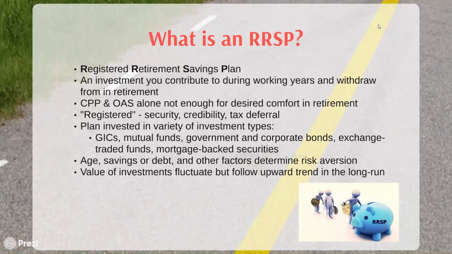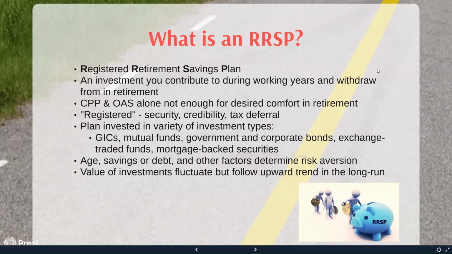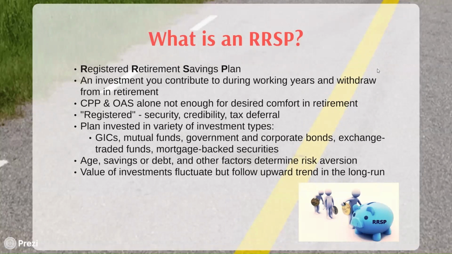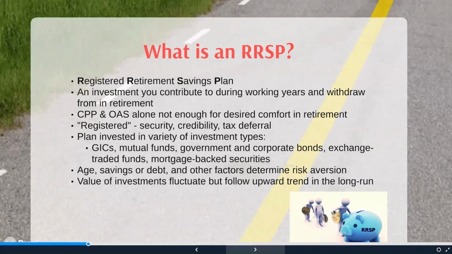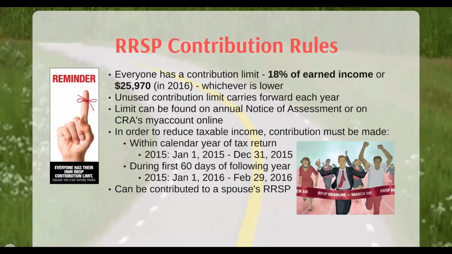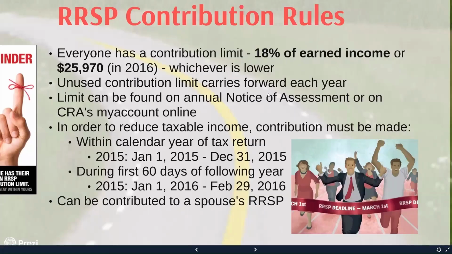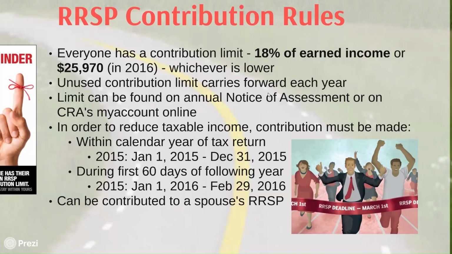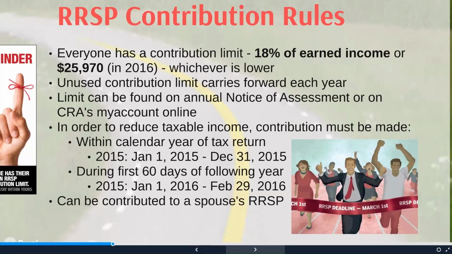You can contribute each year towards your retirement. However, once you're retired, the money you withdraw is taxable. So if you withdraw from your RSP, you're taxed. So that's an issue. But with the TFSA, I'll talk about TFSA in a second, but with the RSP, you can contribute 18% of earned income or $25,970. Unused contribution limit carries forward each year. And yeah, so that's how our RSP works.